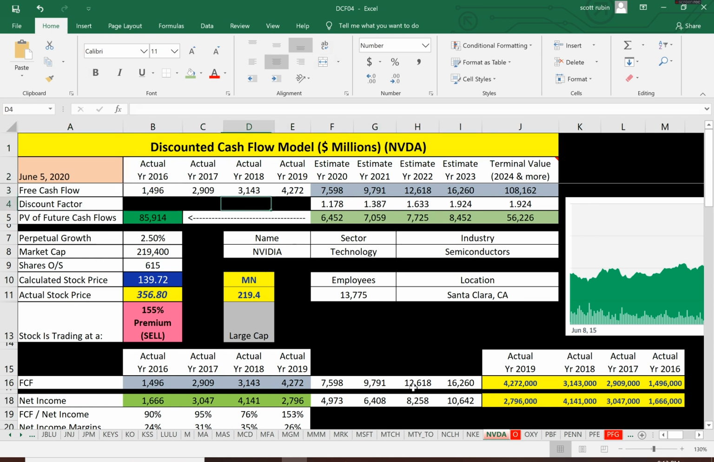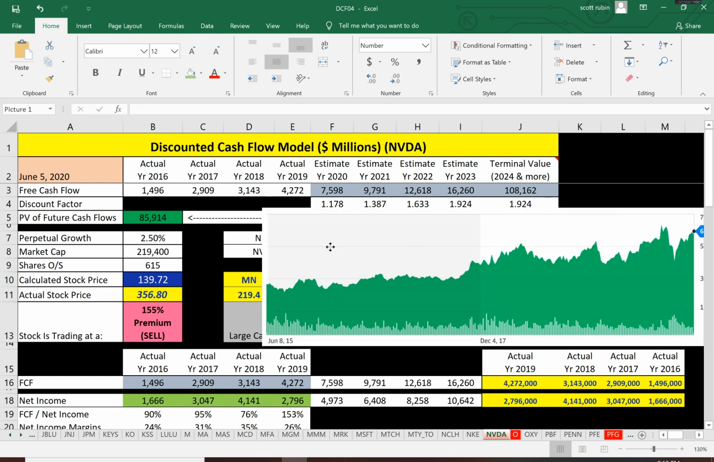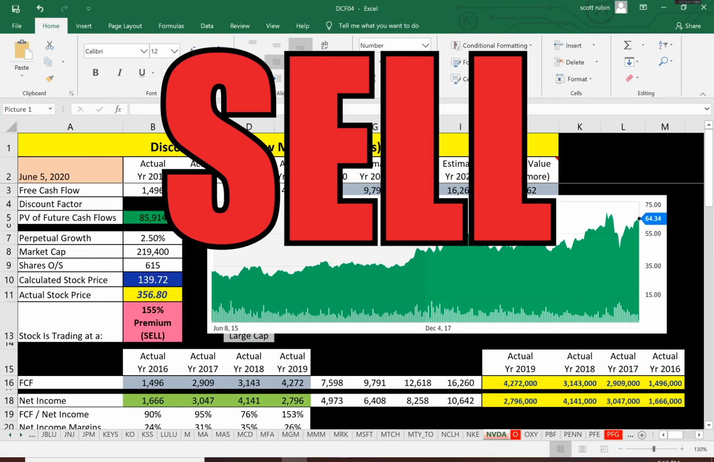So we're going to discount the expected future cash flows. We got that for 4 years. And then we did a terminal value, which is all years past year 4. And we discounted those numbers back to today. And we got a value of the company of $86 billion. And we divide that by 615 million shares. We get an intrinsic stock price of $140. So it's trading at 155% premium. It's trading more than double what the calculated stock price is. And so it's definitely a sell according to the model.